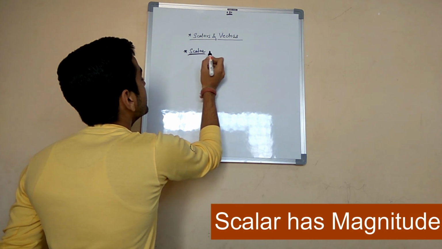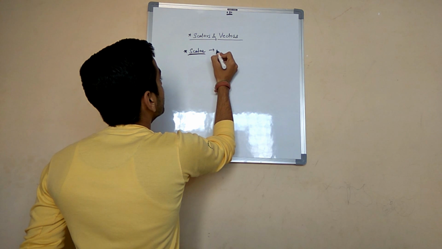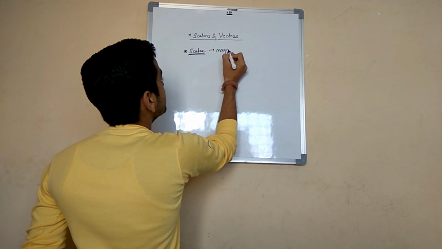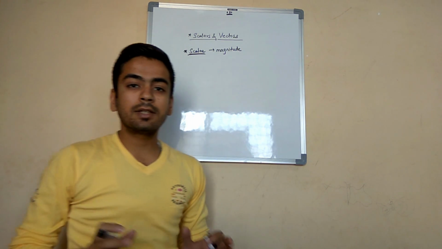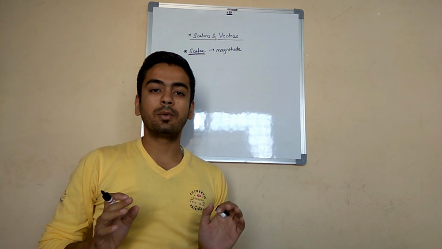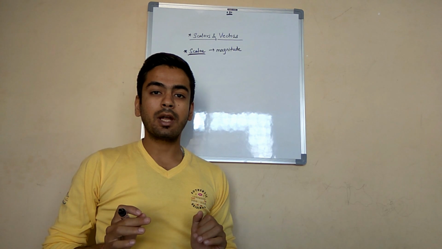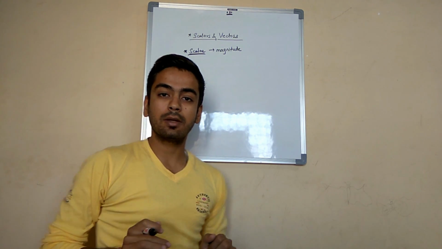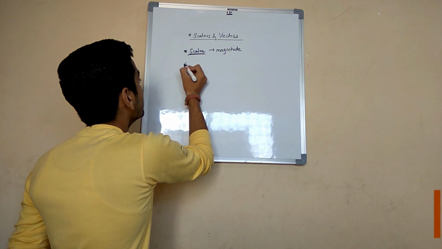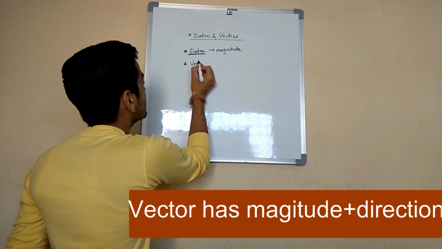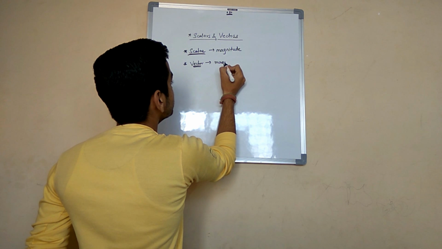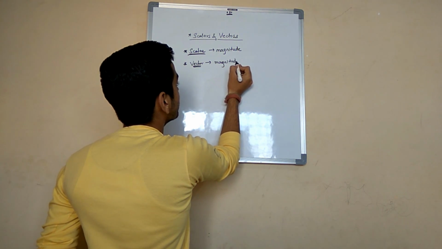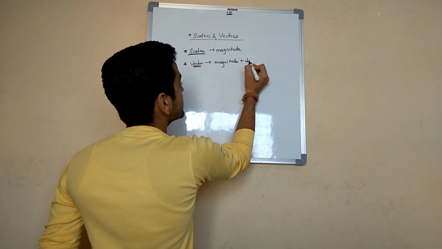Scalar is nothing but a quantity which has magnitude. You will understand this more clearly when I give you the example. Before that, I will tell the definition of vector. Vector is a quantity which has magnitude and direction.